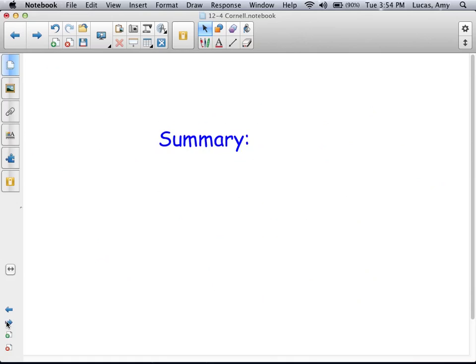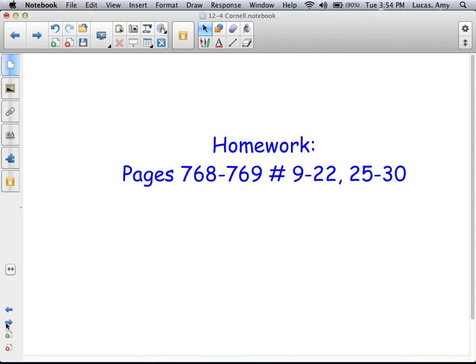Okay, now you should be able to write a summary, and in your summary, think about answering that essential question and saying more than just the basic. So we want more than just the word order. And here are your homework problems. Please make sure that you use a calculator for those factorials if they're really large.